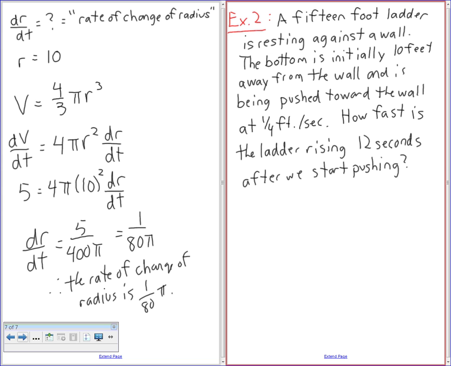Can somebody guess what type of diagram this is going to be if it involves a ladder against the wall? Triangle, very good, Michael. Okay, right? So start with the triangle, please. That would probably help.